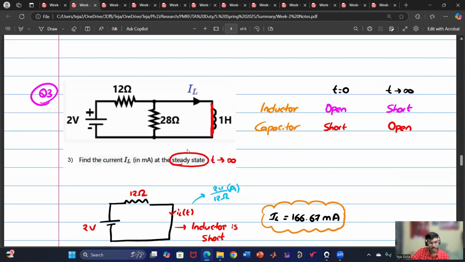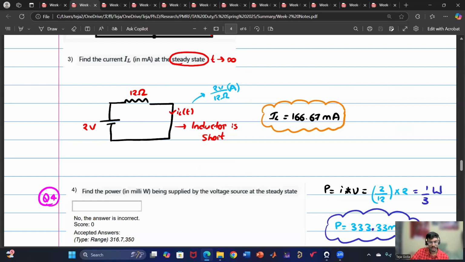Then they're also asking what is the current at steady state. One thing: whenever it is DC, at t tending to infinity the inductor will become a short circuit and the capacitor will become an open circuit. If it is a short circuit, then this resistor will be bypassed by the short circuit. So 2 volts by 12 ohms is the current, and that is what we have calculated.